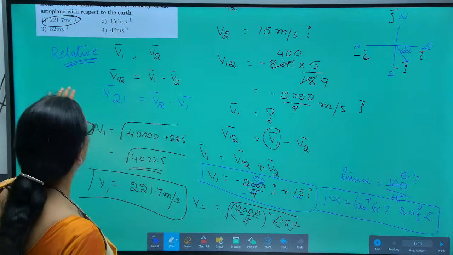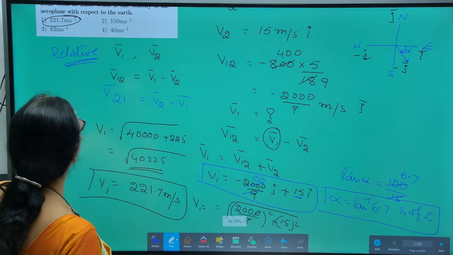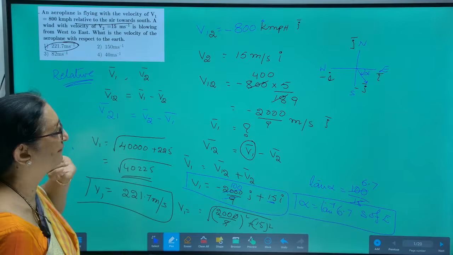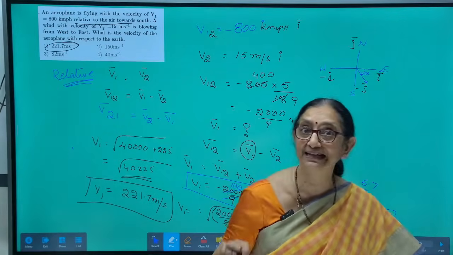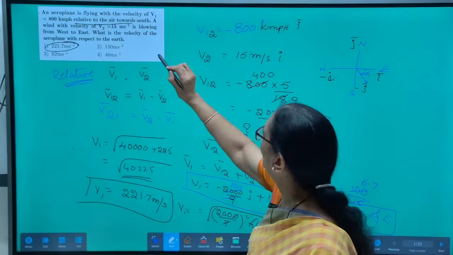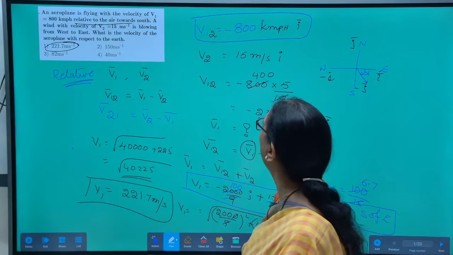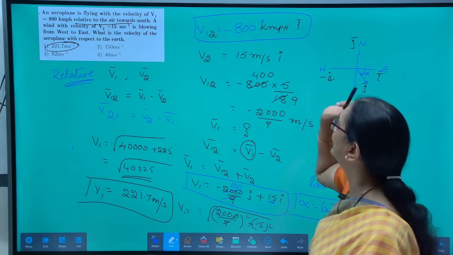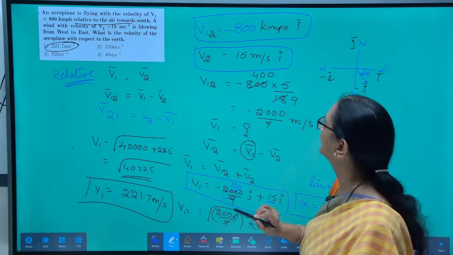So, this is the angle at which the aeroplane is flying, right. So, here I am explaining that problem once again. Follow this problem carefully. An aeroplane is flying with a velocity 800 kmph relative to the wind. So, velocity of aeroplane with respect to wind is given as 800 kmph south, that is minus j. Wind velocity is given as 15 meter per second.